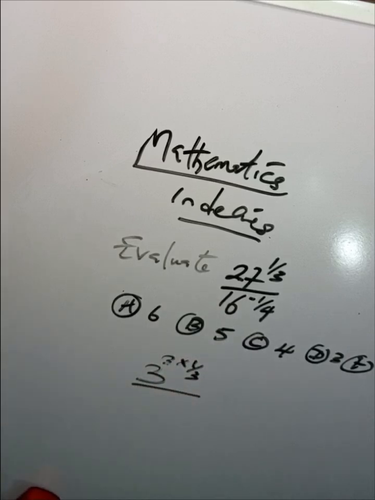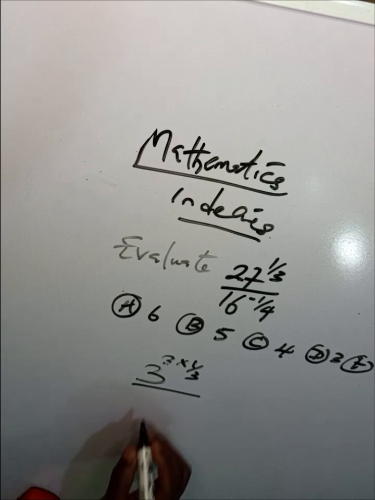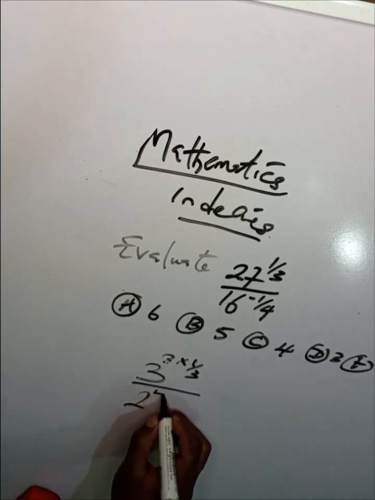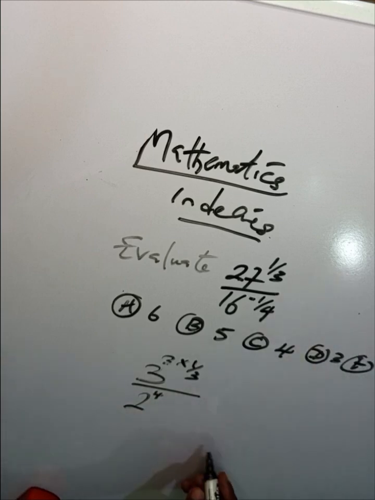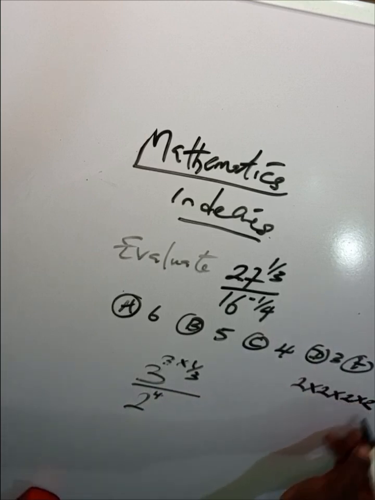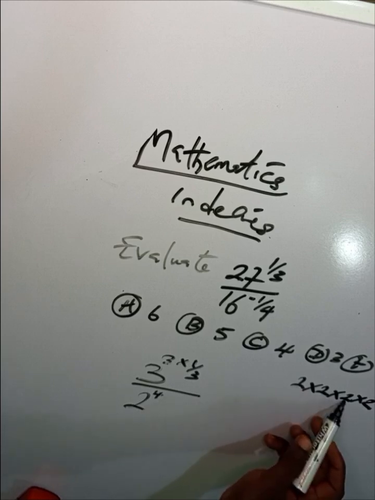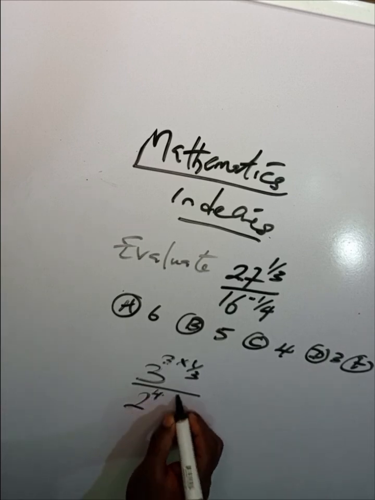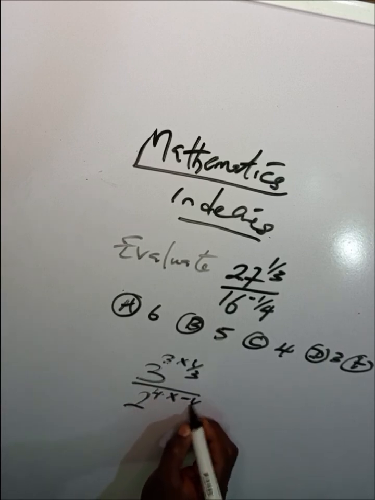All over 16 raised to power is what? What can raise 16 to power? 2. 2 raised to power what gives you 16? 2 raised to power 4. That is 2 times 2 times 2 times 2, is it not? 2 times 2 is 4, 4 times 2 is 8, 8 times 2 is 16, right? So 2 raised to power 4 times minus 1 over 4.